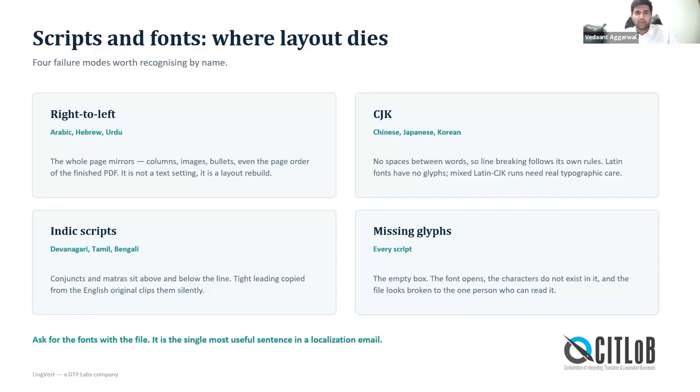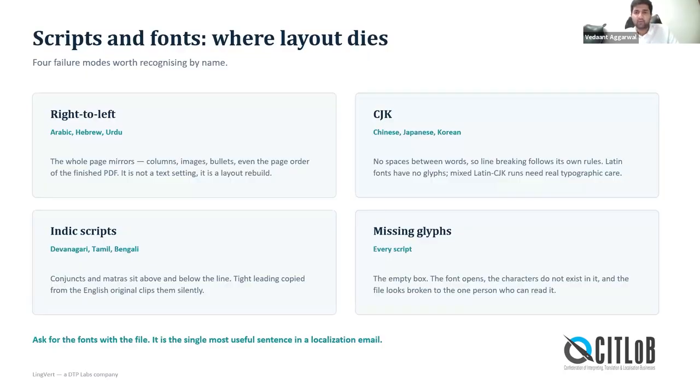Now, moving on, the scripts and the fonts, where the layout dies. Four failure modes worth knowing by name. The right-to-left languages: Arabic, Hebrew, Urdu. The whole page mirrors: columns, images, bullets, even the page order of the finished PDF. It isn't a text setting, it's a real layout rebuild. Now, Chinese, Japanese, Korean: there are no spaces between words, so the line breaking follows completely different rules. Latin fonts simply don't have the glyphs, and mixed Latin, Chinese, Japanese, Korean runs cause real typographic errors.